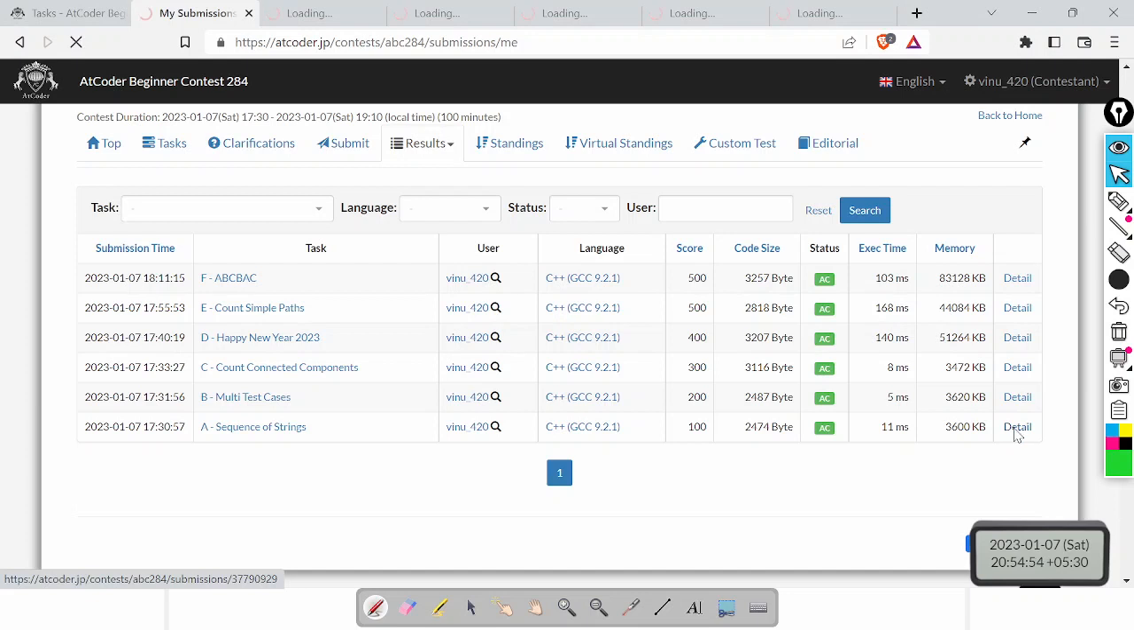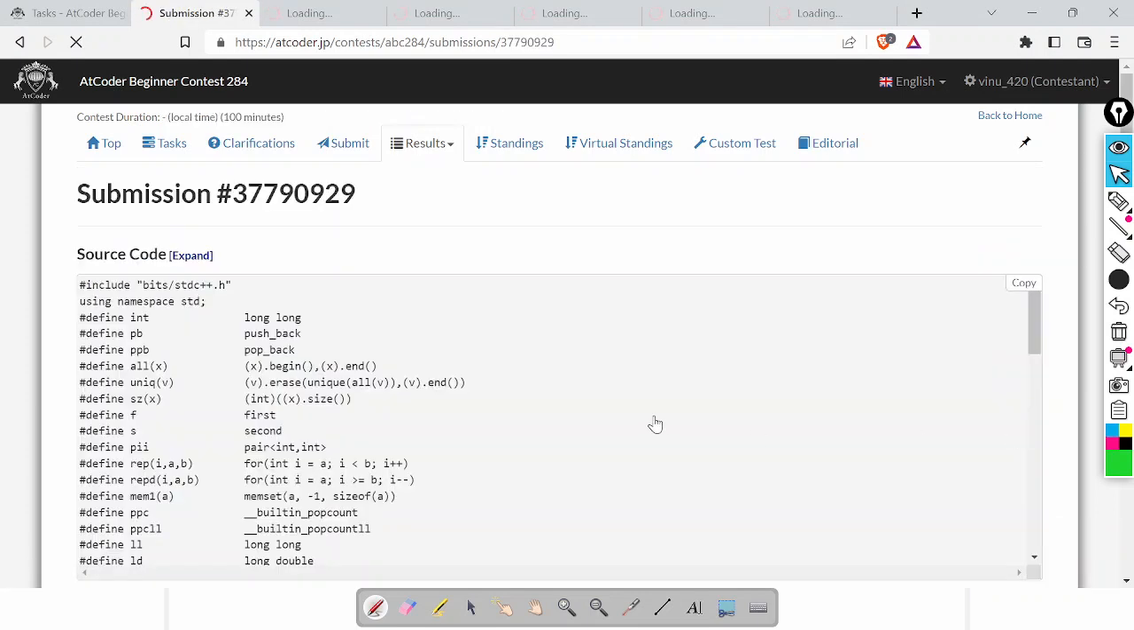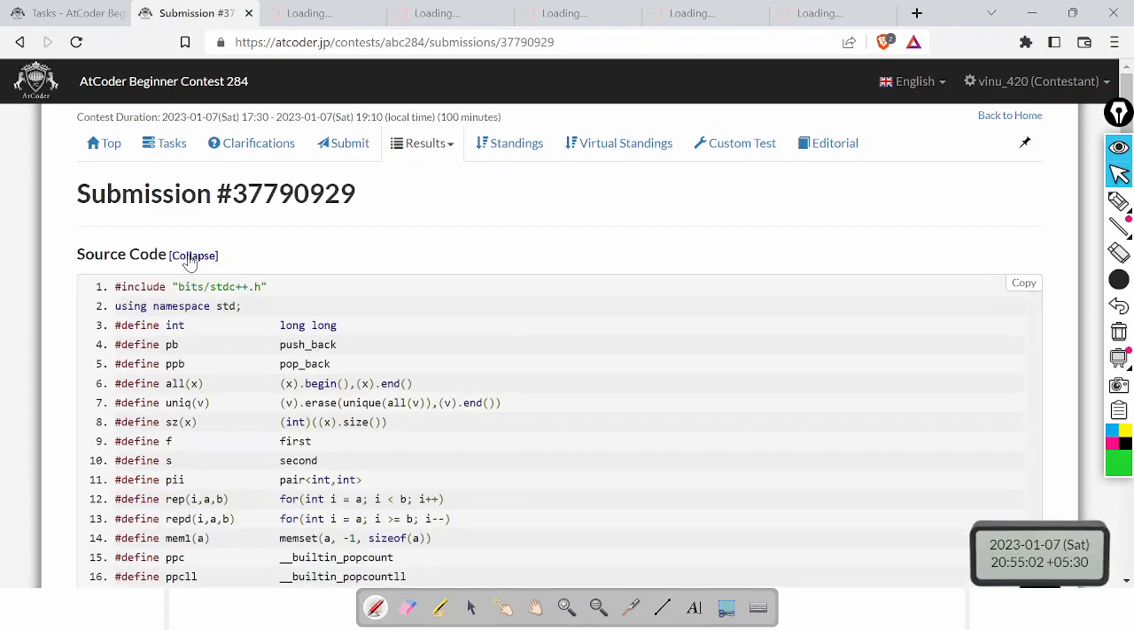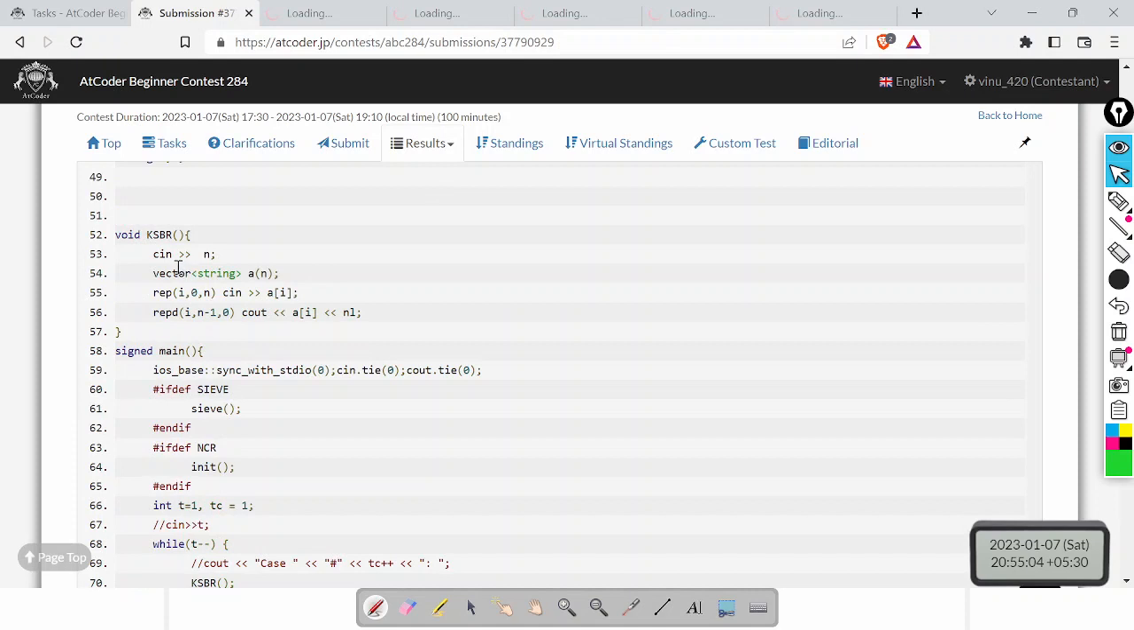Let me show you the solution, pretty quick. I simply read a vector of strings A and print it in reverse order, n-1 to 0. This is a simple template. It runs a for loop in decreasing order.